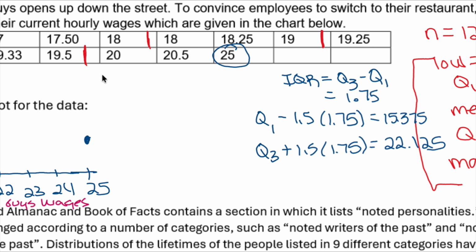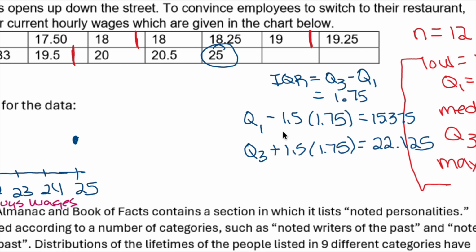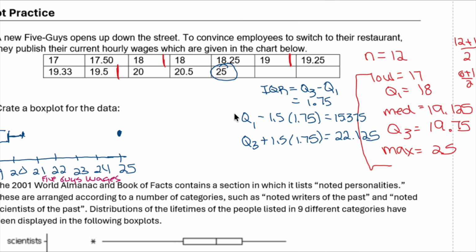I know some textbooks call this the fence method, but whatever name you want to call it, I personally prefer to use it because it's pretty easy. So Q3 plus 1.5 times IQR gives you the higher bound for outliers. The higher bound is going to be 22 point something, and in this case 25 lies outside of the higher bound, which means 25 is going to be an outlier in this question.